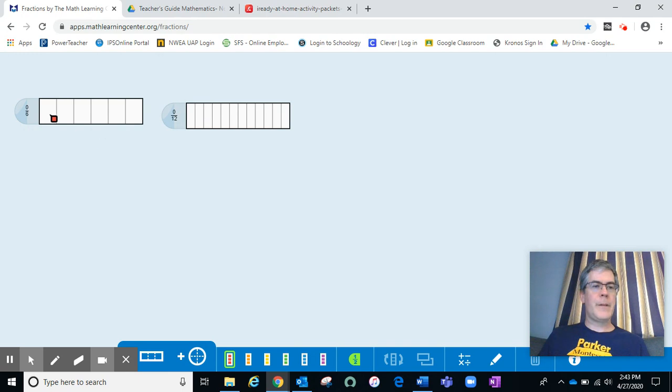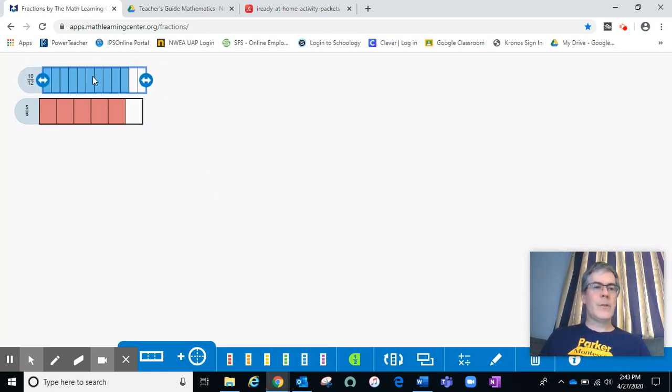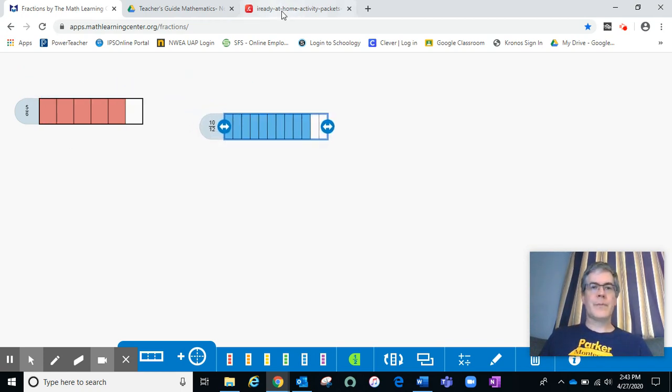Okay, our first one was 5 sixths, so 1, 2, 3, 4, 5, and then 10 twelfths. 1, 2, 3, 4, 5, 6, 7, 8, 9, 10. Oops, one too many. Let's go ahead and change the color on that so it shows up a little bit more easily. And then if we match those up, sure enough, our 5 sixths is equivalent to 10 twelfths.